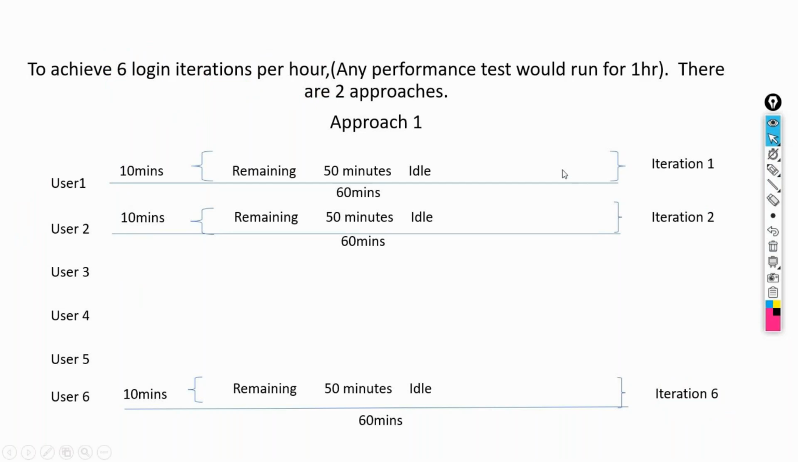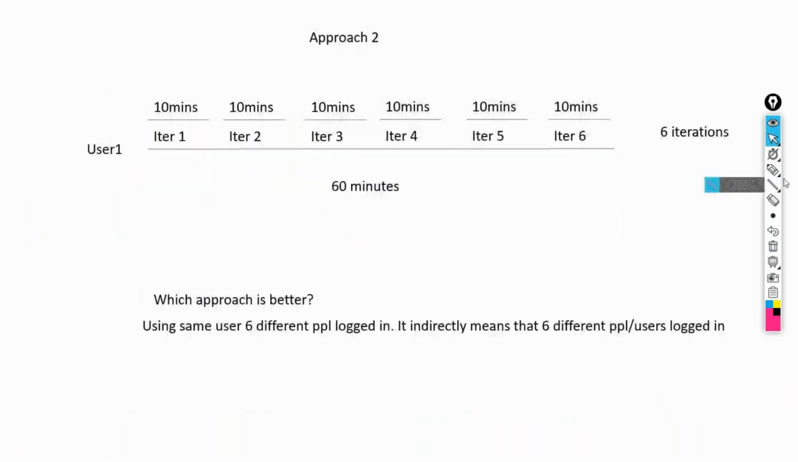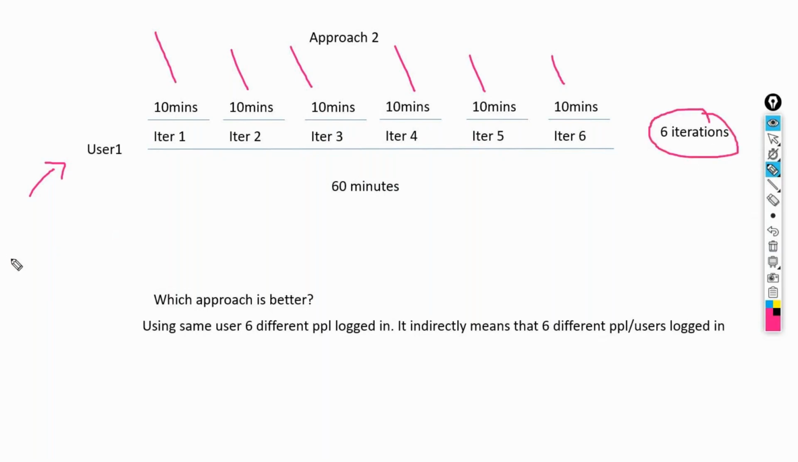And then there is approach two, where there is a user, and that user is completing all 6 iterations one by one. Iteration 1, iteration 2, iteration 3, iteration 4, iteration 5, iteration 6. This is going to be 6 iterations here in 60 minutes. Now you tell me which approach is better according to you, approach 1 or approach 2?